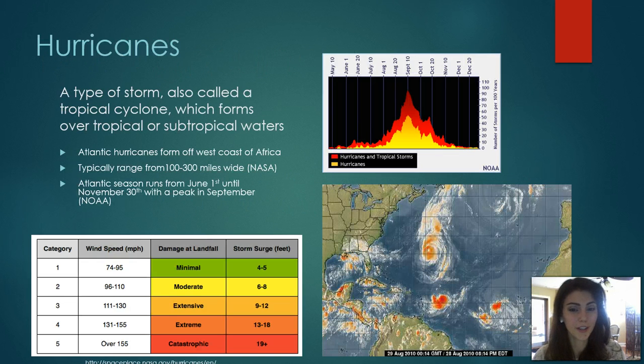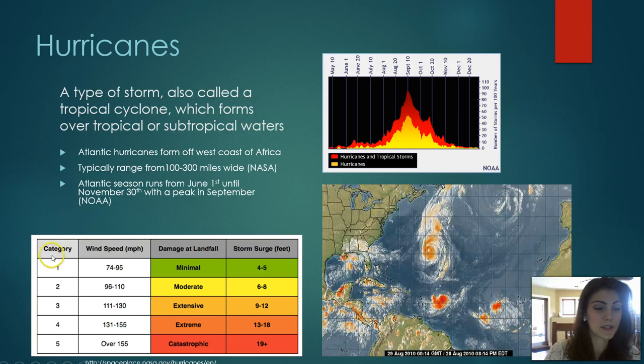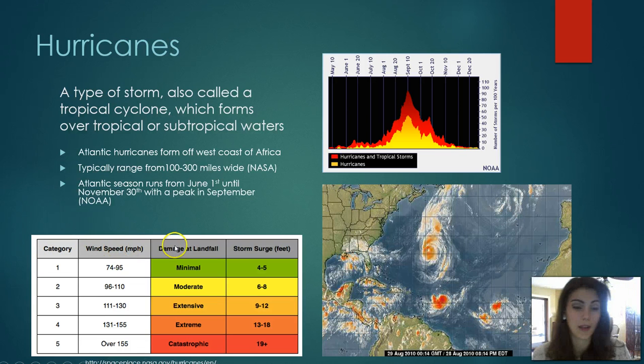So in regards to hurricanes, there are storms which can also be called tropical cyclones, which form off the west coast of Africa, as you can see in this image where my cursor is, and are then carried westward on the wind before hitting either the Caribbean or the east coast of North America. They can also enter the Gulf. They have a season which runs from June 1st until November 30th, with a peak in September. And then this is also a little chart where you can see the category wind speeds, damage at landfall, and storm surge.